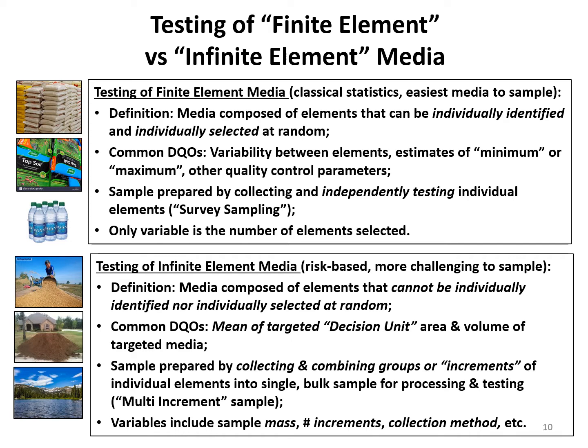So in this case, it's more challenging to sample, and variables can include the sample mass. That's a huge issue, especially when you're testing stockpiles of crushed up ore for gold or something, or stockpiles of soil for PCBs. So variables include sample mass, a big issue, also the number of increments, the number of points within that targeted decision unit volume that you collect a single sample from, how you collect the sample, and how it's processed in the laboratory. It's much more complicated, but it can be done.